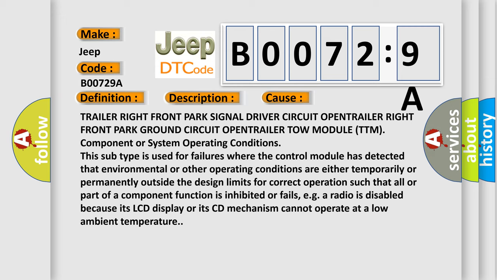This subtype is used for failures where the control module has detected that environmental or other operating conditions are either temporarily or permanently outside the design limits for correct operation, such that all or part of a component function is inhibited or fails, e.g. radio is disabled because its LCD display or its CD mechanism cannot operate at a low ambient temperature.